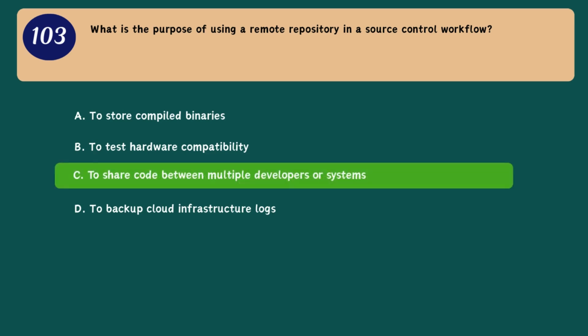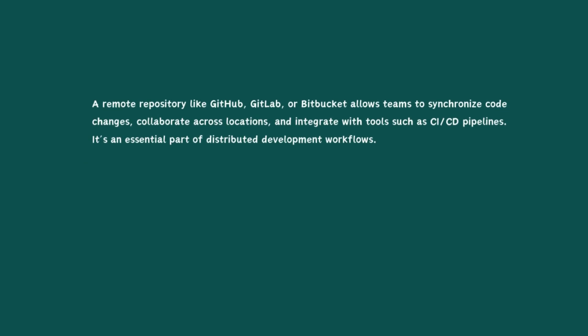Correct answer. C. To share code between multiple developers or systems. A remote repository like GitHub, GitLab, or Bitbucket allows teams to synchronize code changes, collaborate across locations, and integrate with tools such as CI/CD pipelines. It's an essential part of distributed development workflows.